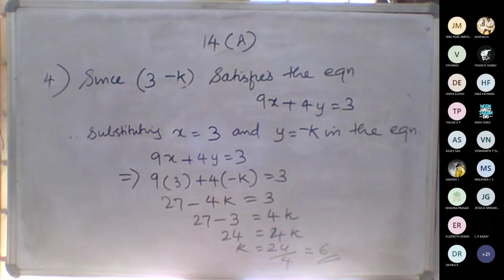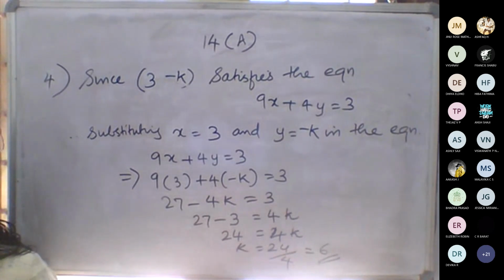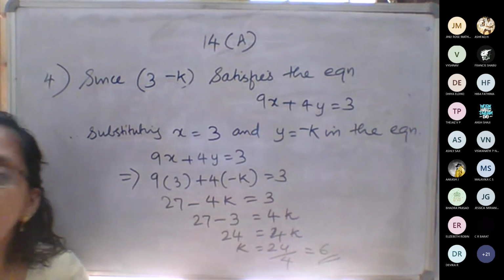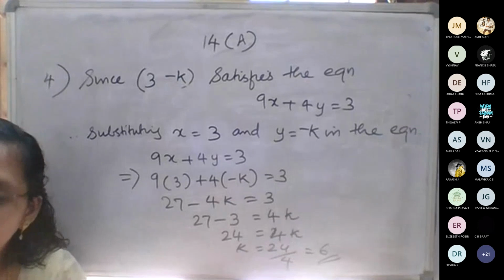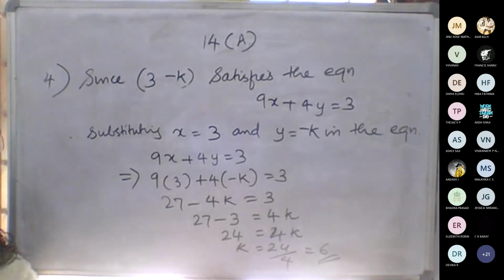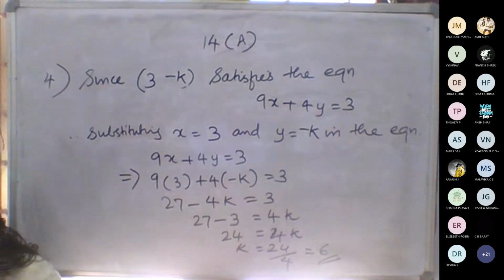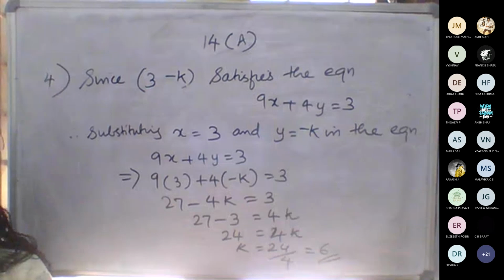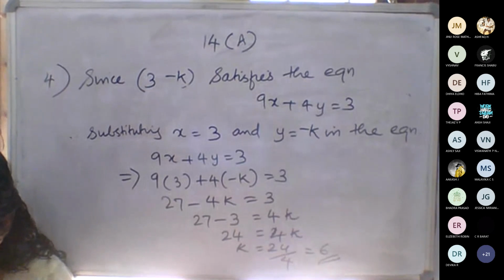Then next one. The line 3x by 5 minus 2y by 3 plus 1 is equal to 0 contains the point (m, 2m minus 1). Calculate the value of m. Same: contains (m, 2m minus 1) means what? It satisfies the equation. x is equal to m and y is equal to 2m minus 1. Substitute that in the equation 3x by 5 minus 2y by 3 plus 1 is equal to 0. Then find the value of m.